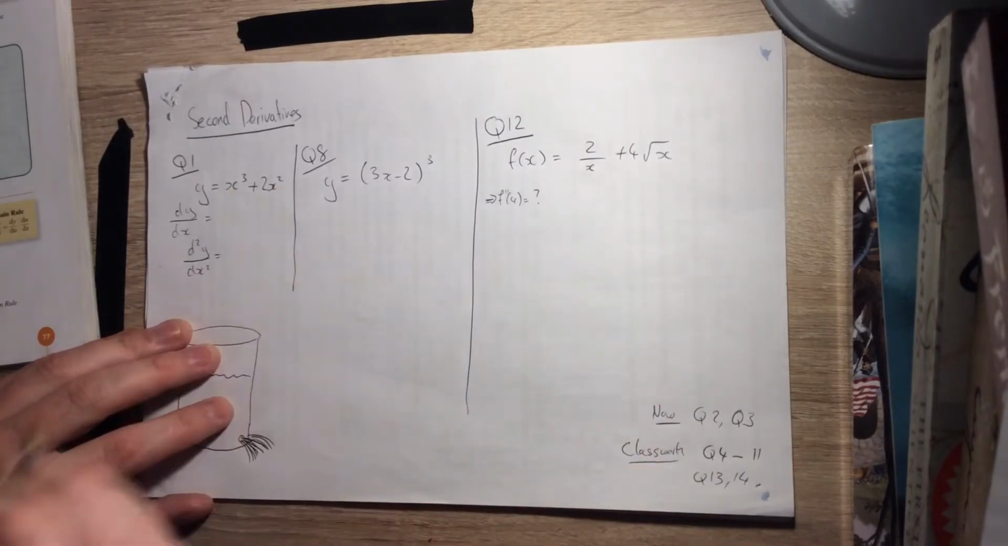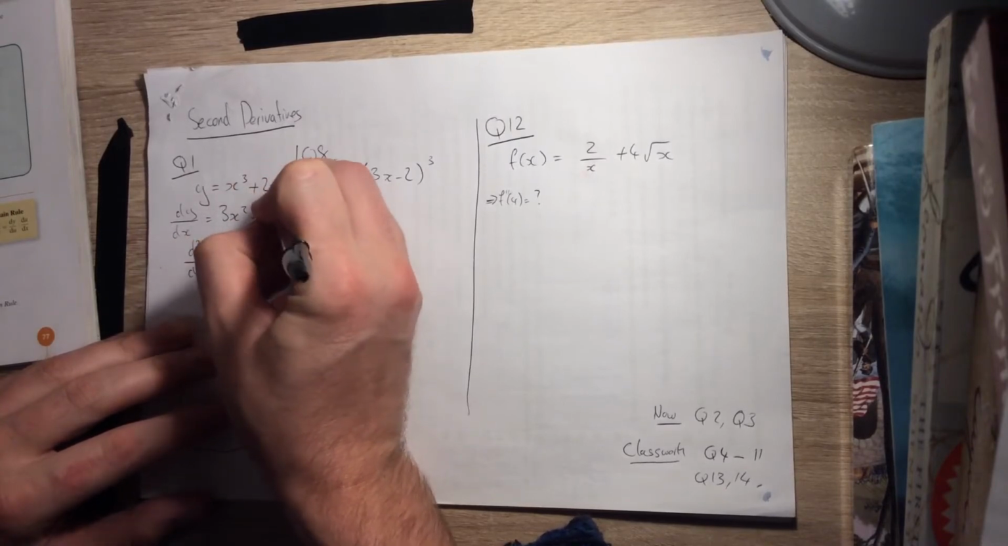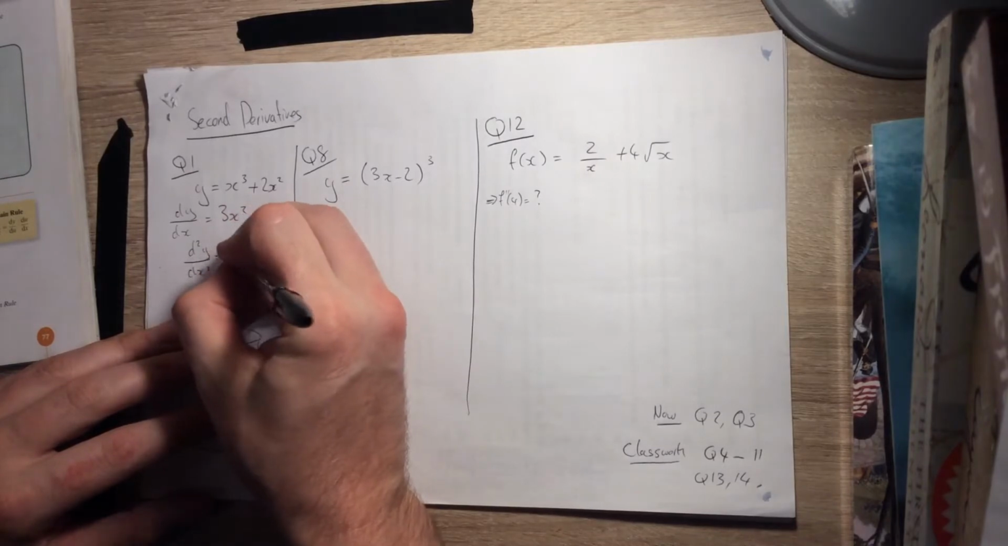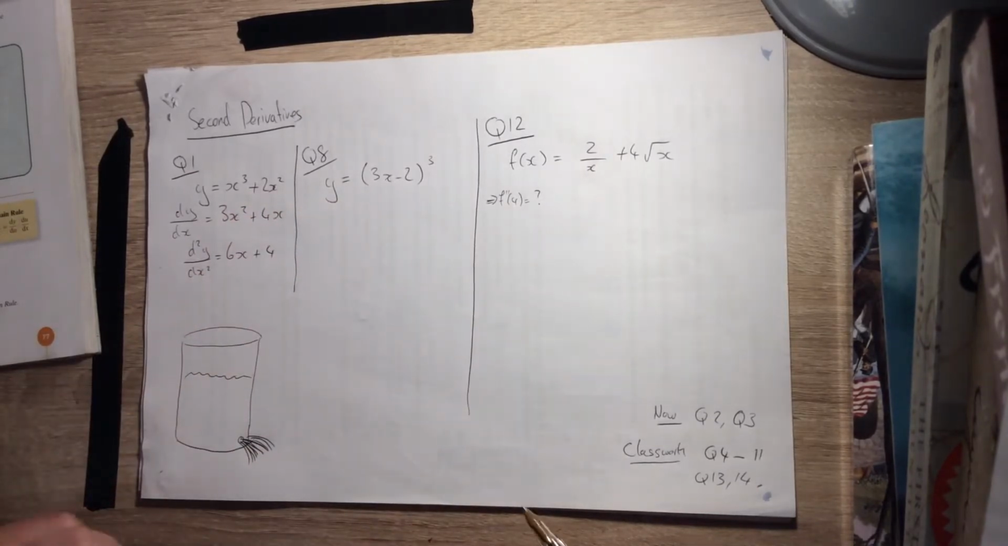So if I differentiate this function once, I'm going to get 3x squared plus 4x. And if I differentiate it a second time, I'm going to get 6x plus 4. So why would we do this? Well, this is the rate of change of a rate.